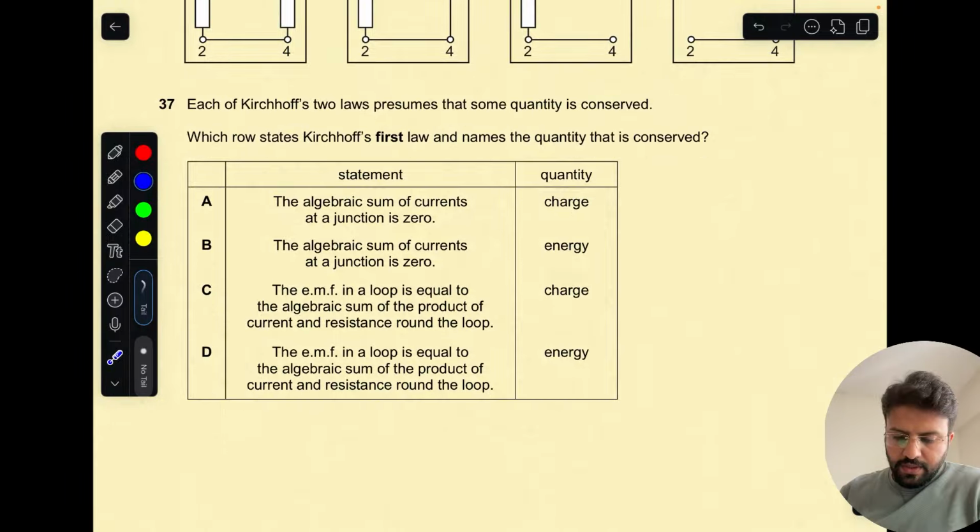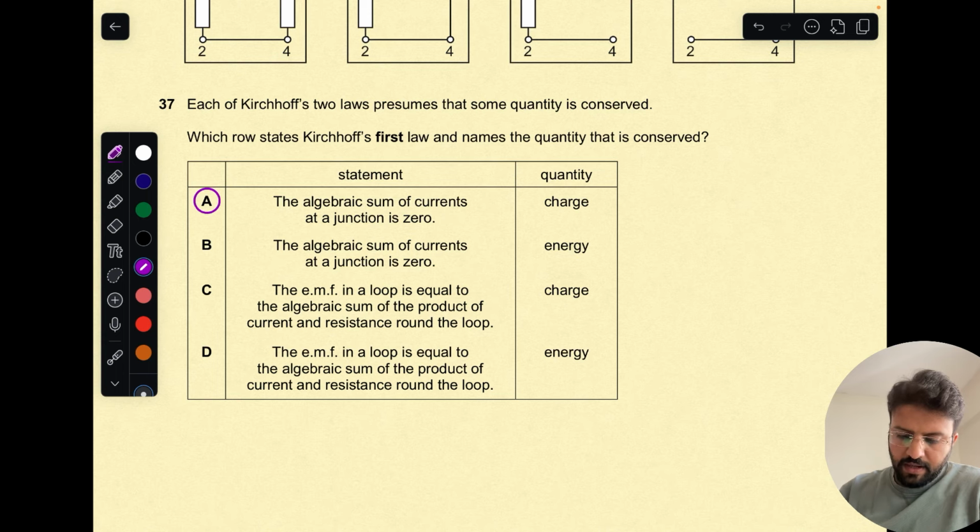In the next question, each of Kirchhoff's 2 laws presumes that some quantity is conserved. Which row states Kirchhoff's first law? You just have to identify Kirchhoff's first law. It talks about the algebraic sum of current at a junction being 0, so charge remains conserved. The second law is about energy.